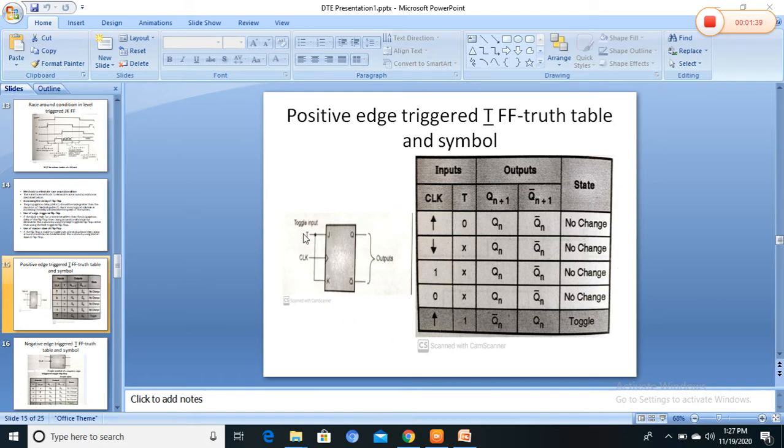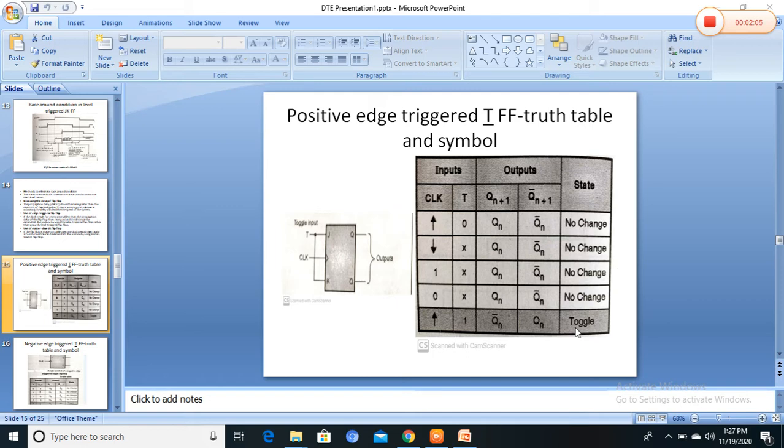When T is equal to 1, that means J and K are 1. So the output will toggle for every leading edge of the clock signal, that is, Q(n+1) is equal to Q bar(n) and Q bar(n+1) is equal to Q(n). So the last condition is the toggle condition. This is the toggle positive edge triggered T flip-flop.